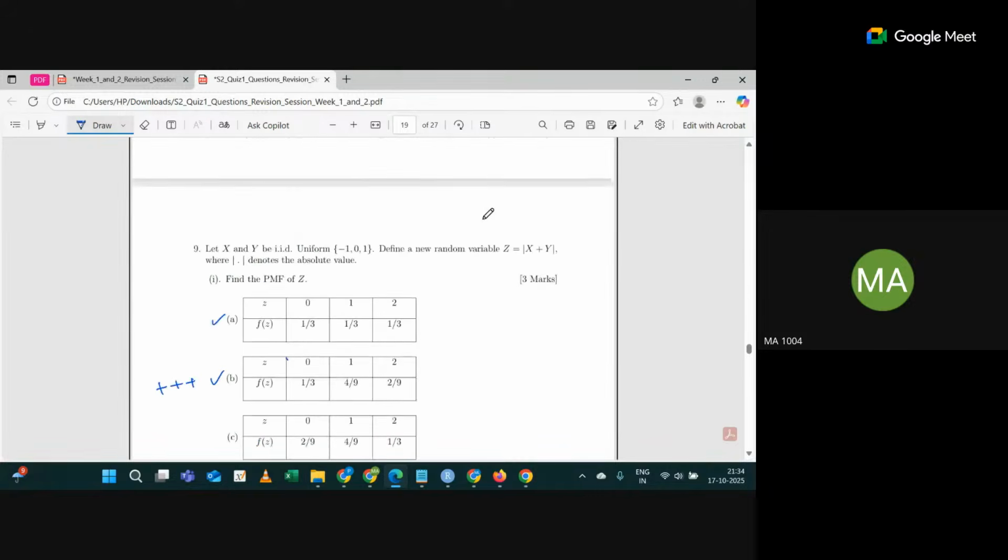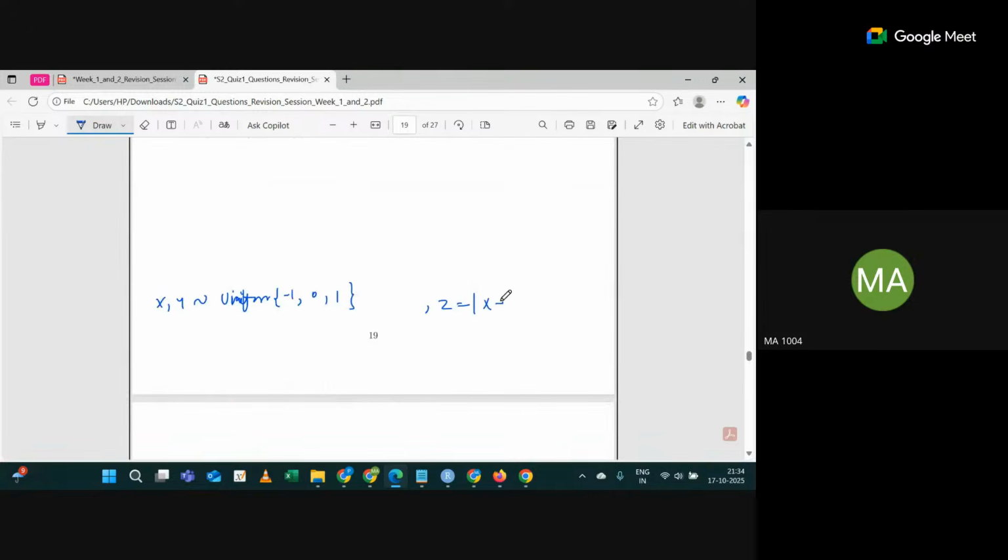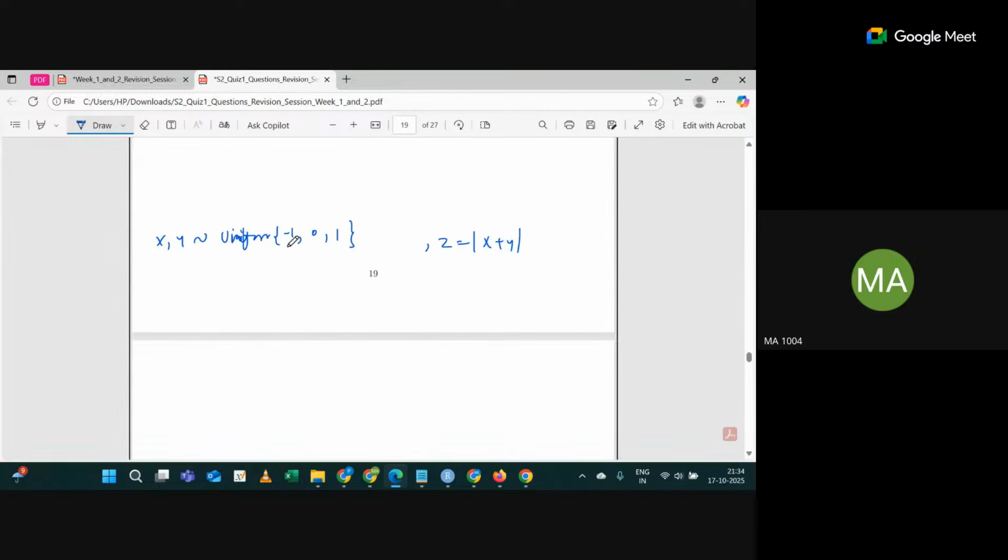What is Z? Z is defined as the absolute value of X plus Y. So what does this mean? X takes values -1, 0, and 1. What is the probability associated with each value? It is 1 by 3, 1 by 3, and 1 by 3. Same for Y also. Correct?